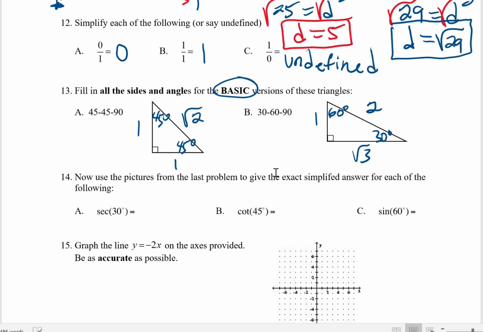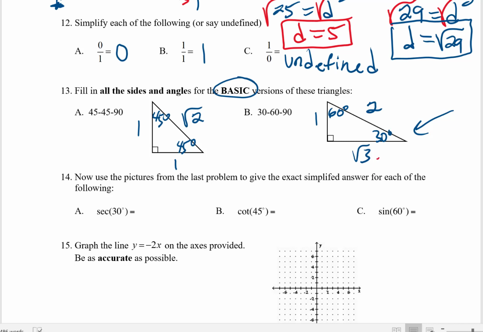Problem number 14, using those pictures, we can calculate these trig ratios. So secant of 30 degrees. Let's see, 30 degrees is found in this picture. Secant is related to cosine. So I think I'll determine the cosine ratio first, and then I can reciprocate it to get the secant ratio.